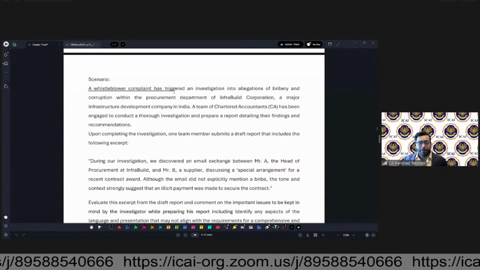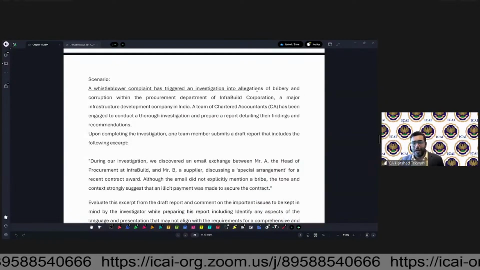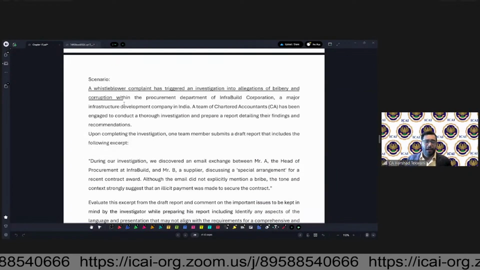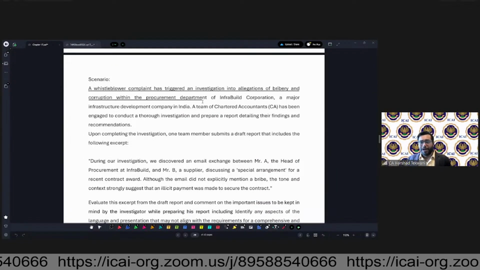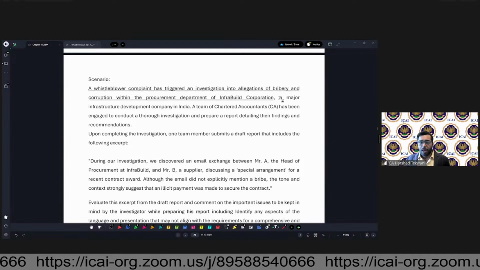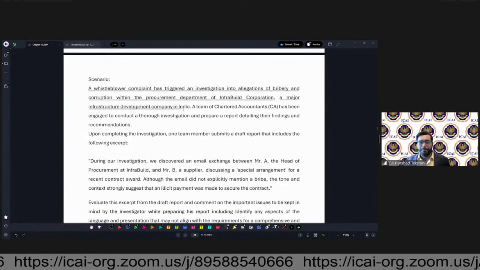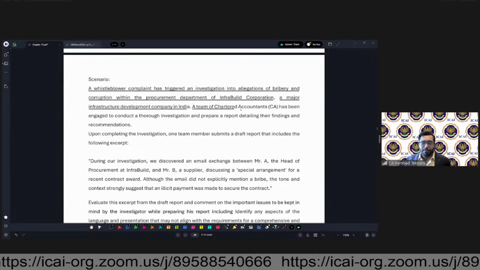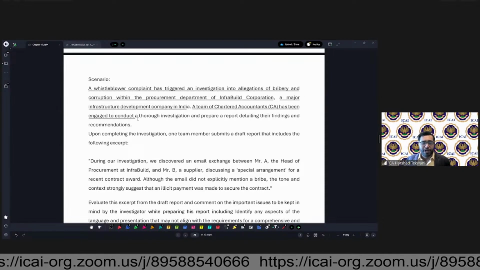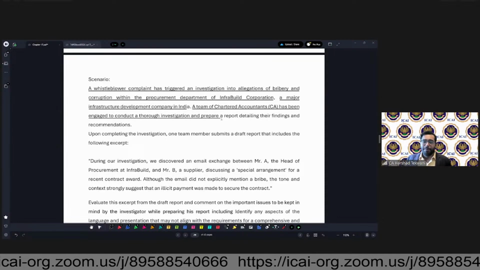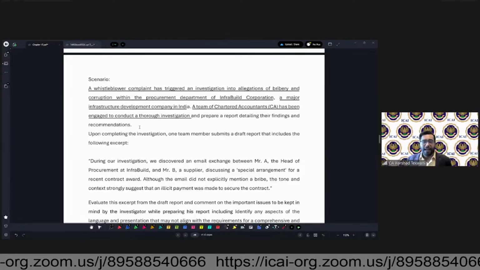A whistleblower complaint has triggered an investigation into the allegation of bribery and corruption within the procurement department of InfraBuild Corporation, a major infrastructure development company in India. A team of chartered accountants has been engaged to conduct a thorough investigation and prepare a report detailing their findings and recommendations.